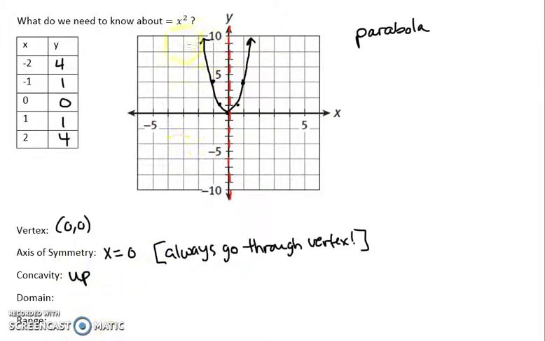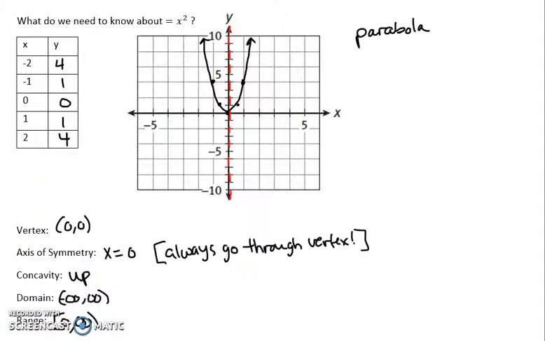Domain. Well, how far left? This thing's going to go all the way to negative infinity. It's going to go all the way to the right to positive infinity. So our domain is negative infinity to infinity. Range, this graph goes as far down as 0. It hits 0, so we're going to go bracket with a 0. It's going to go up to positive infinity, so our range is going to be 0 to infinity. And the range is always going to be like that. It's going to be from wherever your vertex is, either up to infinity if we're concave up, or down to negative infinity if we're concave down.